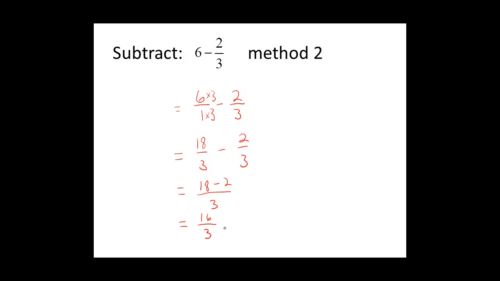This is the answer as an improper fraction. We can change it to a mixed number by putting the numerator inside the division symbol. 3 divides 16 5 times. 5 times 3 is 15. We subtract and get 1. 1 is our new numerator, and 3 is our denominator. So 16/3 is equal to 5 1/3 as a mixed number.